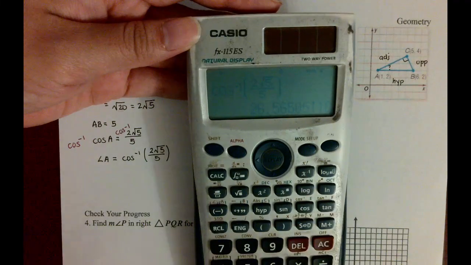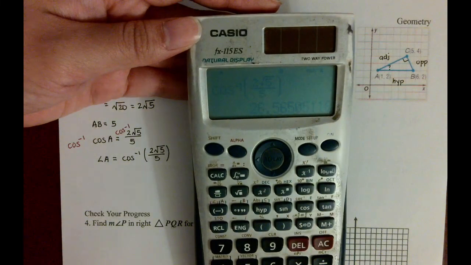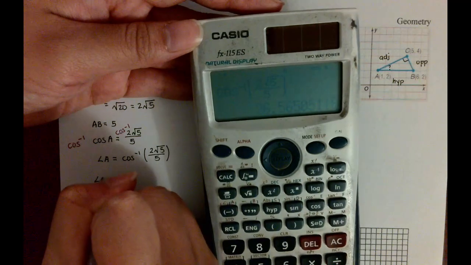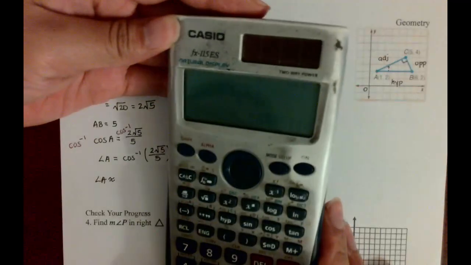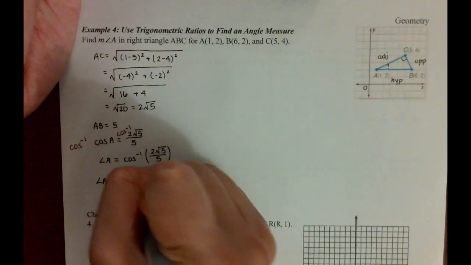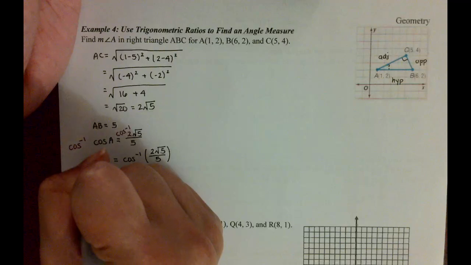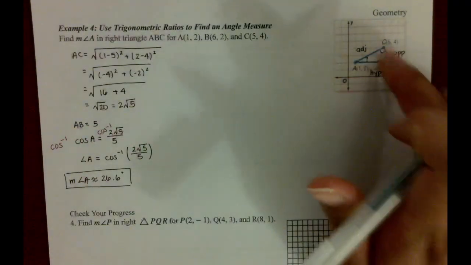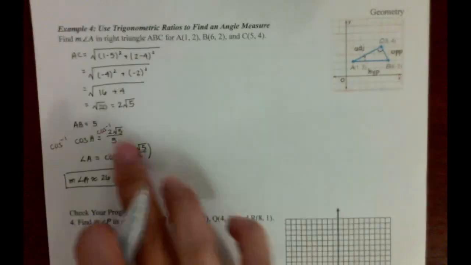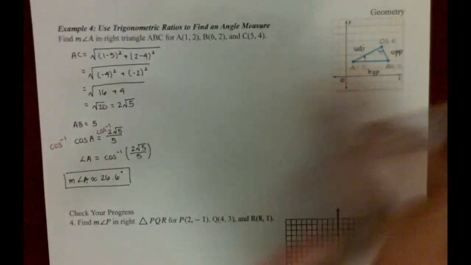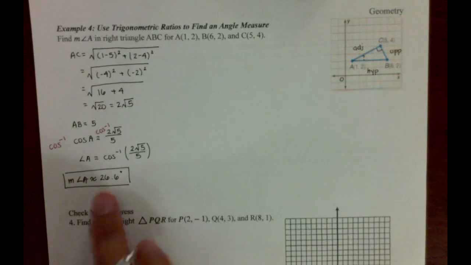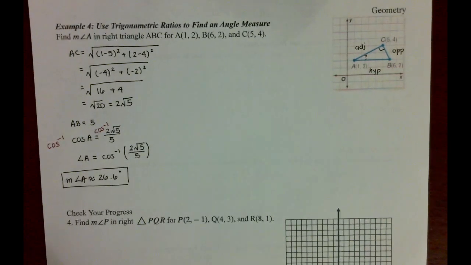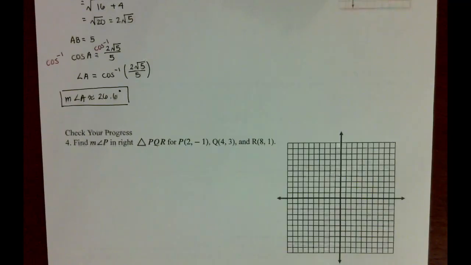And this gives me 26.5, blah, blah, blah. So that tells me the measure of angle A is approximately 26.6 degrees. And there you go. In the book, it shows you that if you used sine instead, you would find the opposite and do the same thing, but you would do sine of whatever this length is over the hypotenuse, and then sine inverse, and you would still get the same thing. Okay, so why don't you try CYP4, and then once you're done, come check your answer.